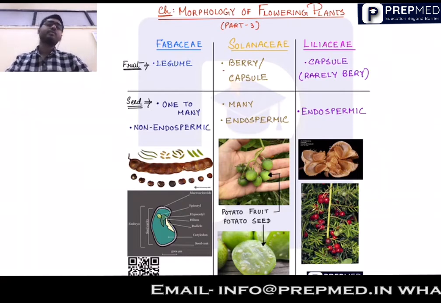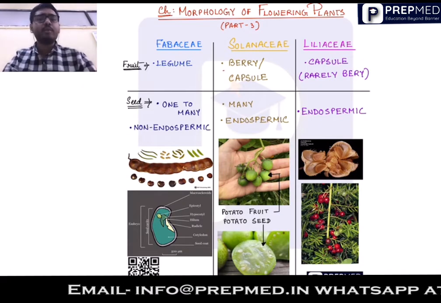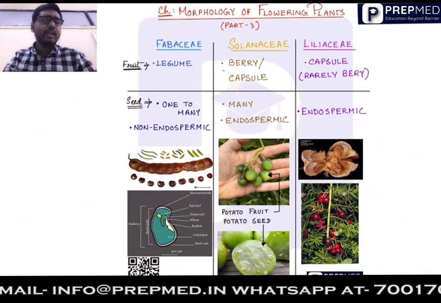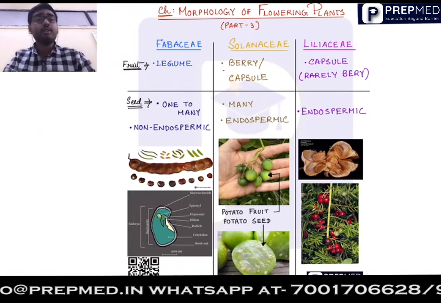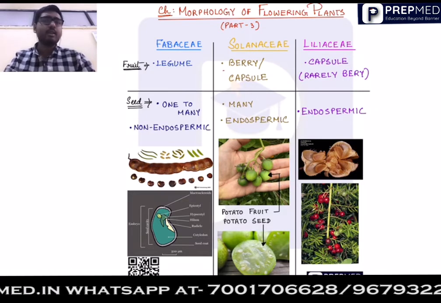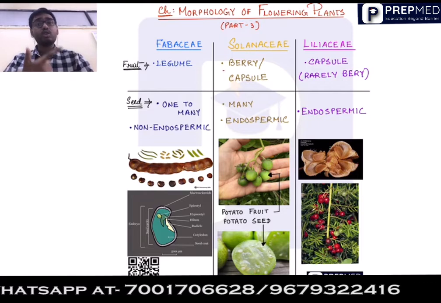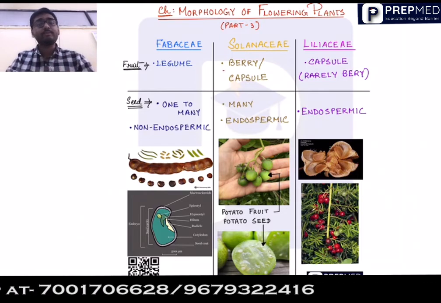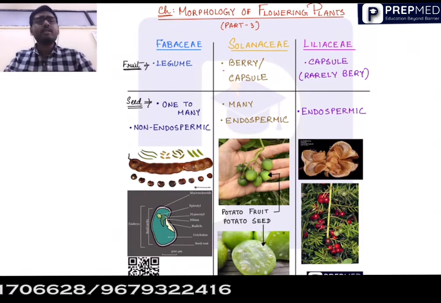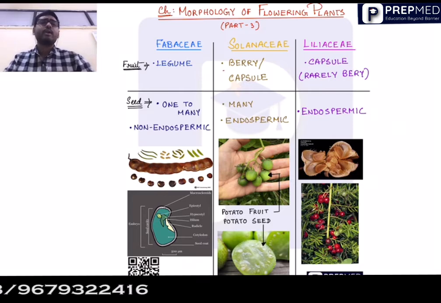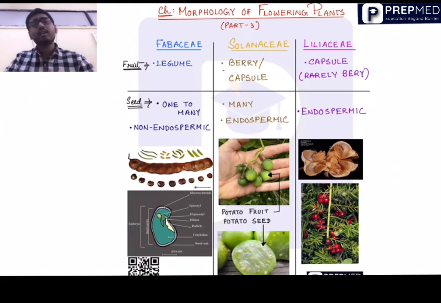This is the third part of my lecture series where I am doing a comparative study between the three important flowering plant families, namely Fabaceae, Solanaceae, Liliaceae. In today's class, basically we are going to discuss the fruits, seeds and the examples. So this is a very relaxed and laid back class.